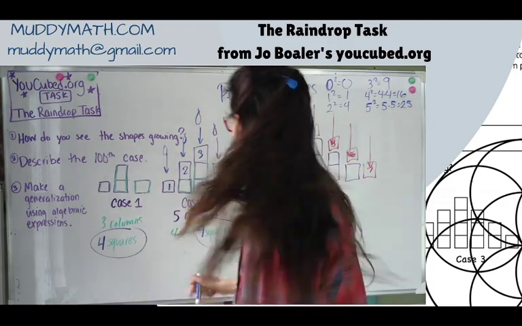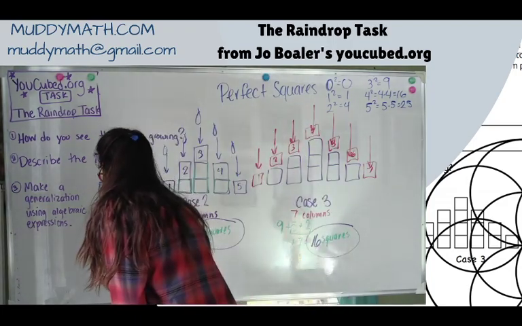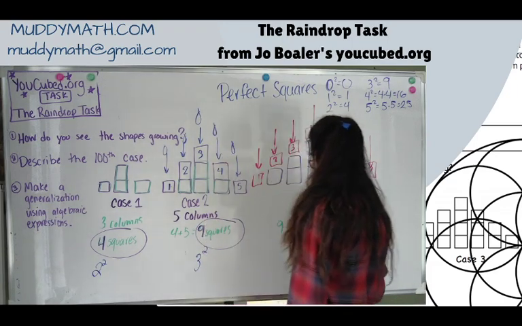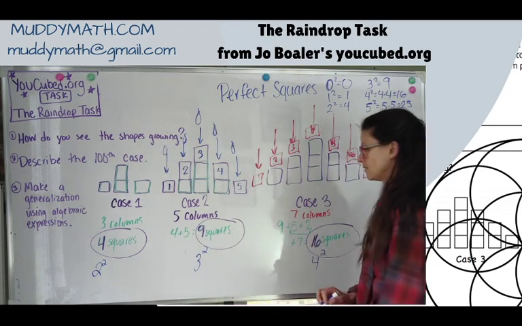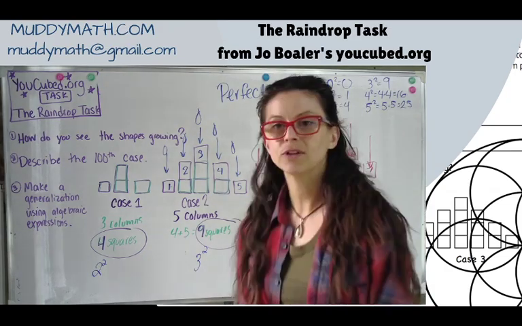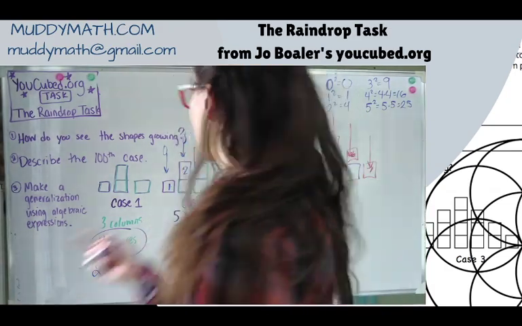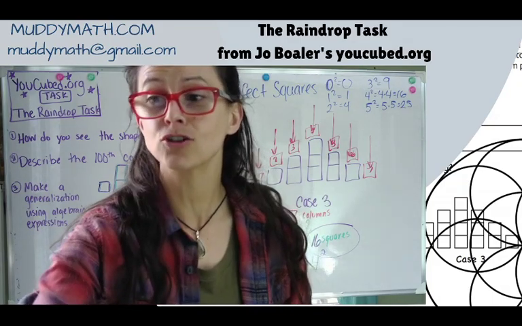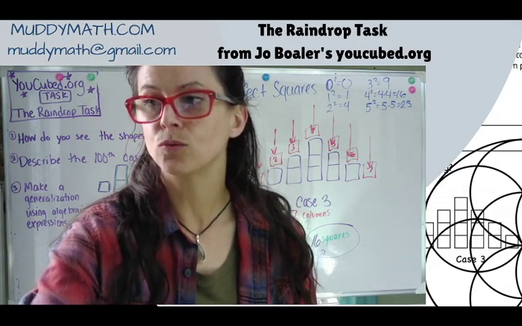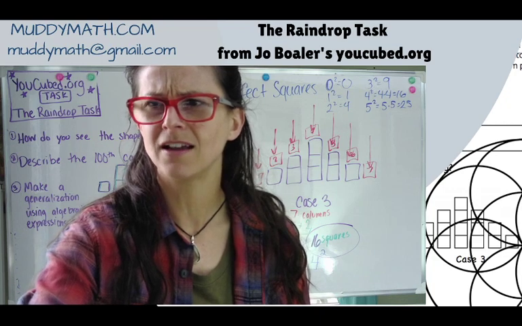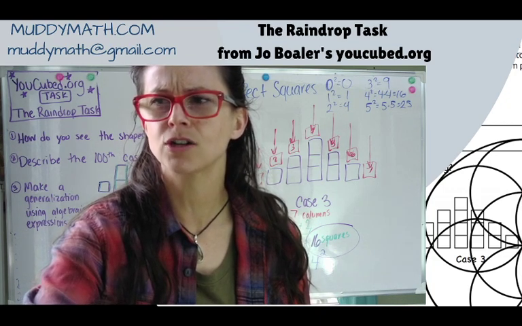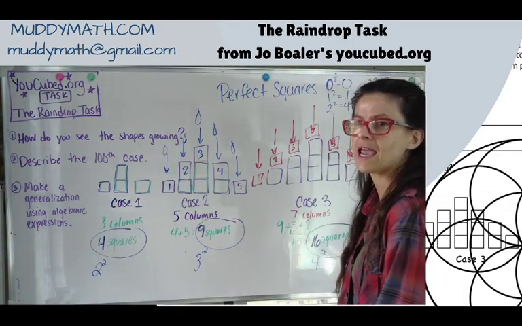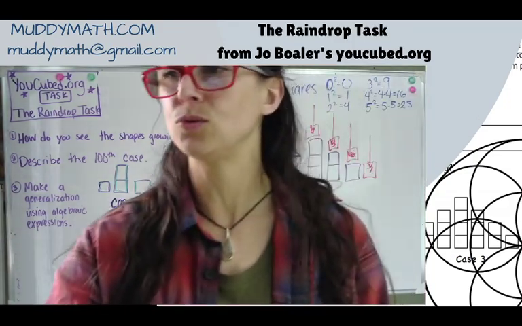So if you notice, we have 2 squared, 3 squared, and 4 squared, okay? So how can we relate that to the cases? Because the next thing is to describe the 100th case. If we want to describe the 100th case, how should we do that?